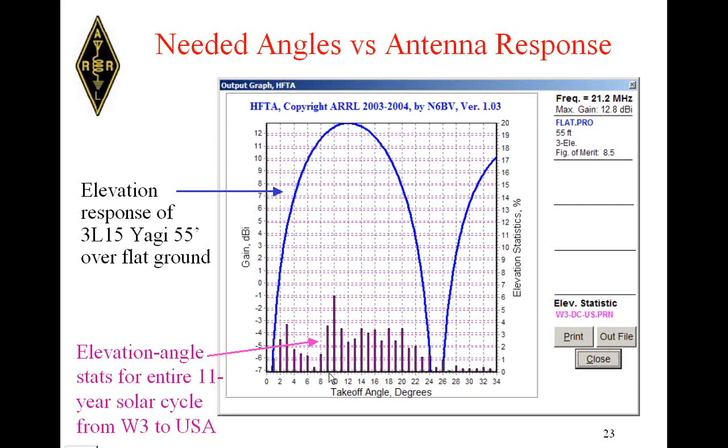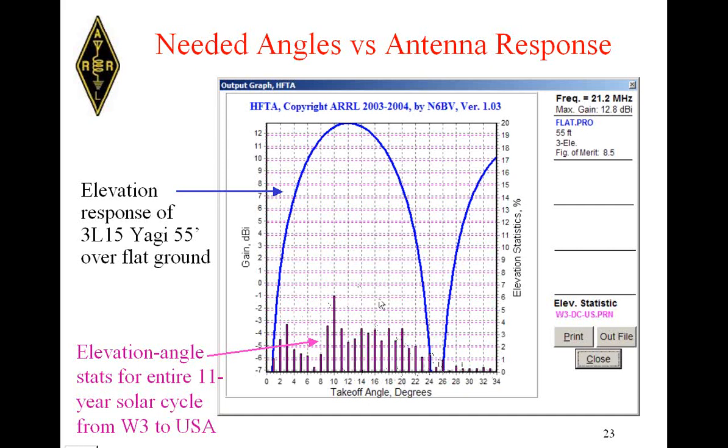Let's see if I can get my cursor back again. 6% of the time it occurs at 10 degrees. Almost 4% of the time it occurs at 3 degrees. Now this is the elevation response of a 3-element 15-meter Yagi that's 55 feet high over flat ground. So the angles needed go all the way from about 1 degree out to just over 30 degrees, where they occur at very low percentages of time.